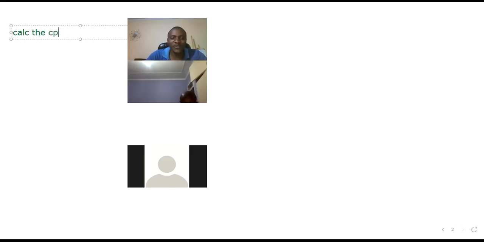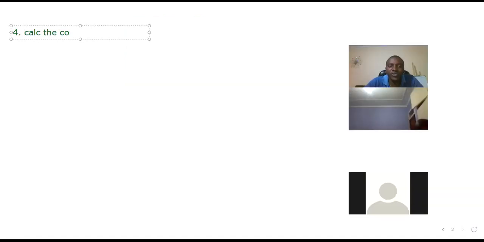Contribution sales ratio. That is number 5. Number 4, guys, number 4. Number 4 says calculate the contribution sales ratio, guys. How do we do that? How do we get the contribution sales ratio?